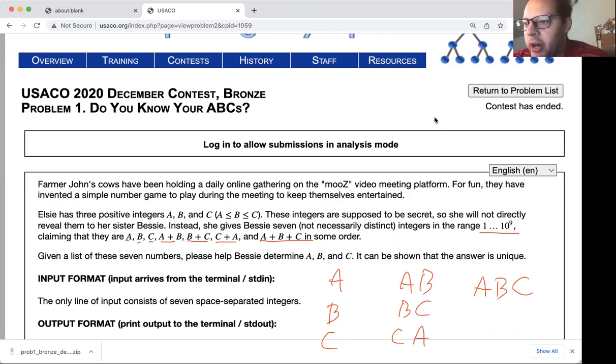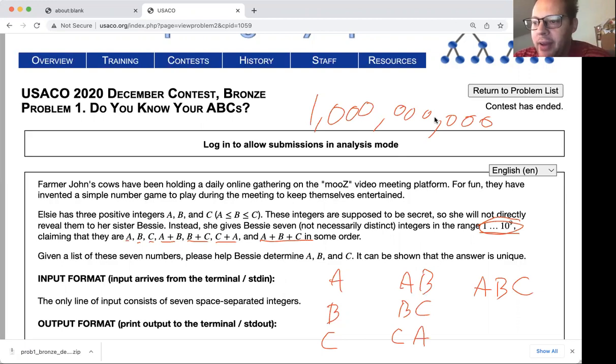Now, ordinarily, when we see 10 to the 9th, we want to just double check our range. And the reason why is 10 to the 9th is 1 billion. 1, 2, 3, 4, 5, 6, 7, 8, 9. And if you're working in Java or C++, you only get to go up to about 2.1 billion, at which point your integer is going to overflow.